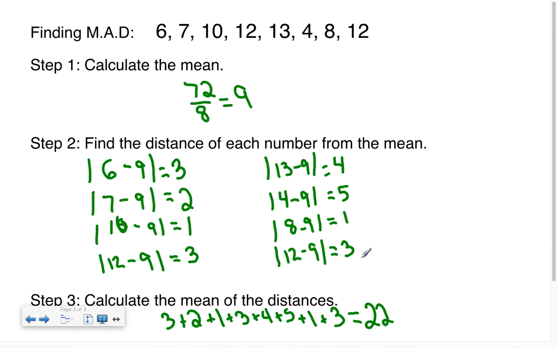Now, all these numbers aren't 22 away from 9, right? We need to find the mean of this. So 22 divided by, we still have 8 values, and we get 2.75. So 2.75, that is going to be the MAD, or the mean absolute deviation. So on average, each point is about 2.75 away from our mean of 9.